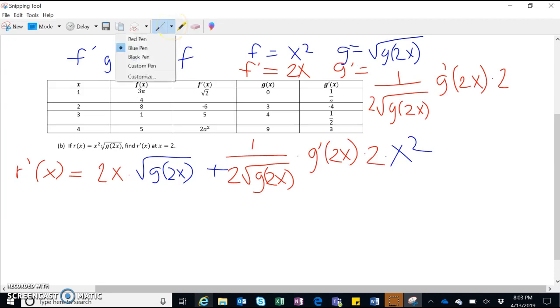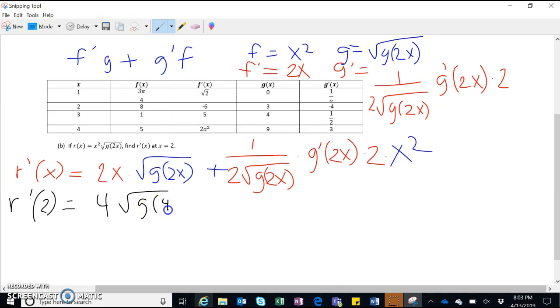And if I want to establish my answer now to the question, I need to plug a 2 in for every x. I'm going to do some mental math as I go so that I don't have to write all this down, so bear with me here. 2x, I'm going to replace the x with a 2, so that's 4. Square roots of g of 4 when I multiply the 2 by 2 here, plus 1 over 2 square roots of g of 4 times g prime of 4 times, let me see, 2 times 4, so I get an 8 at the end of this.